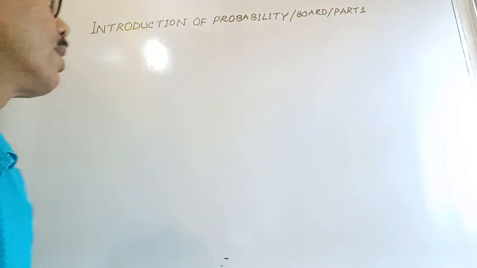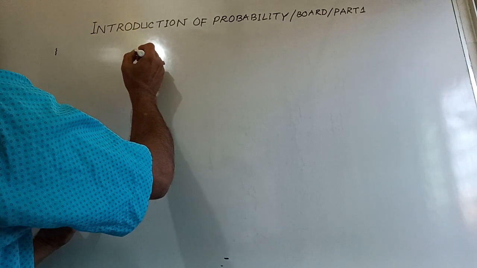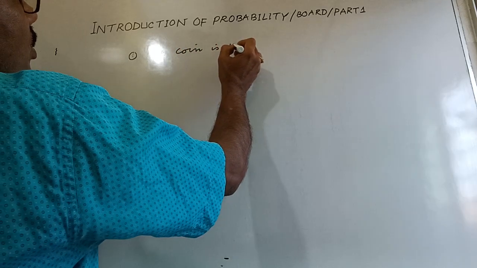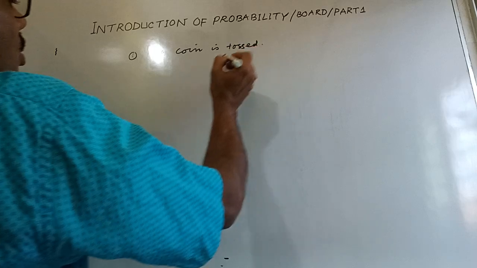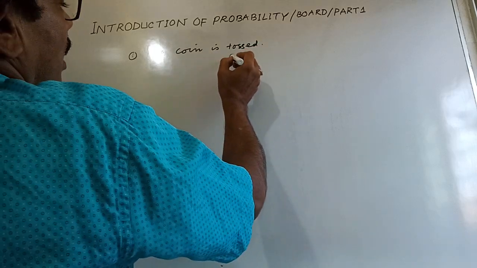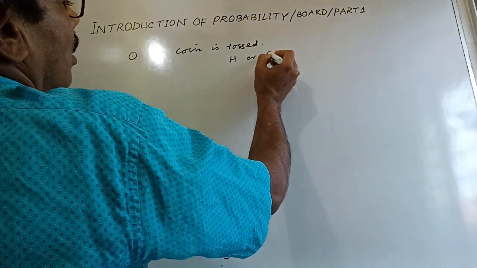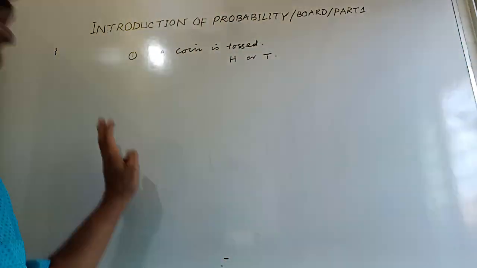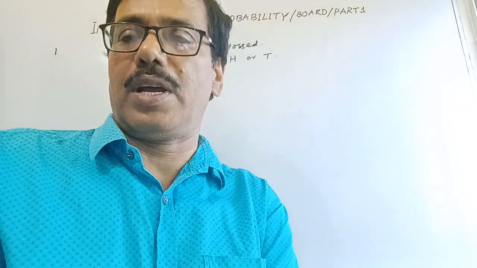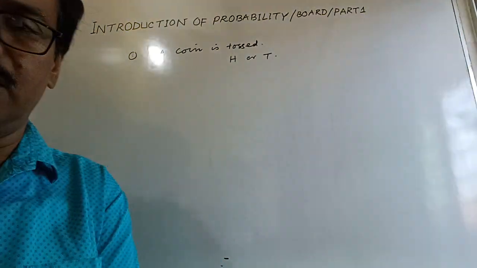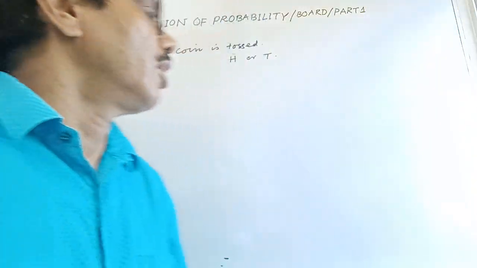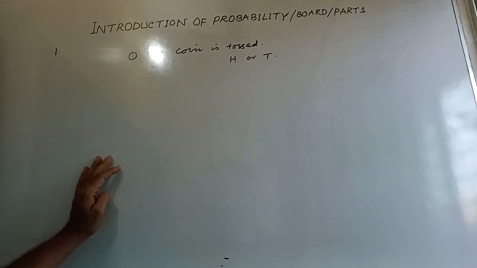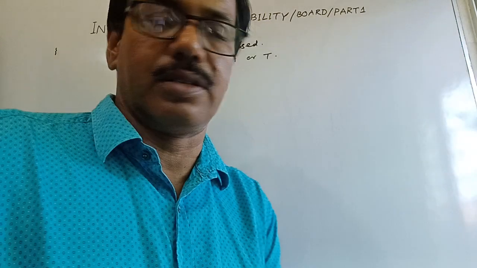Suppose a coin is tossed. So what are we getting? Either head or tail. We are not sure whether head is appearing or tail is appearing, under the assumption that the coin is unbiased, that is, it is free from defect.